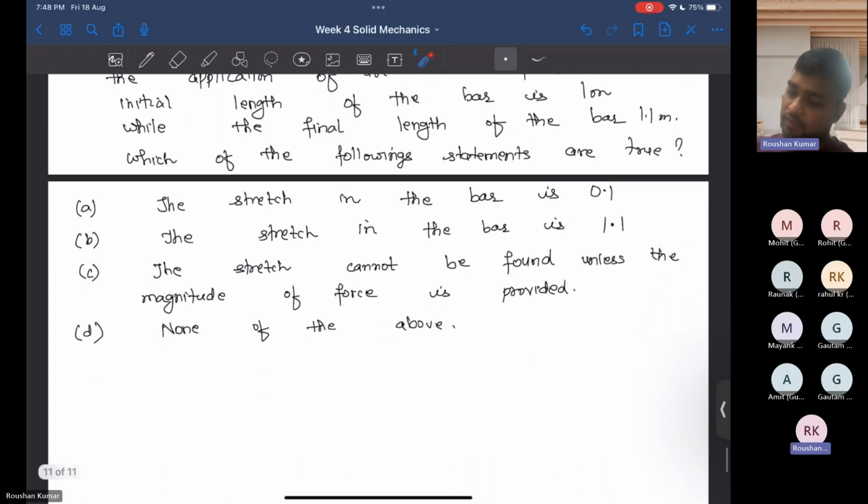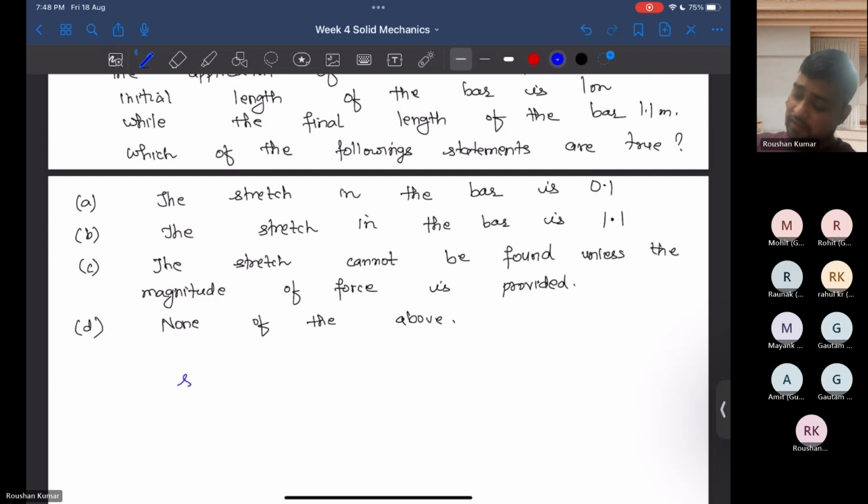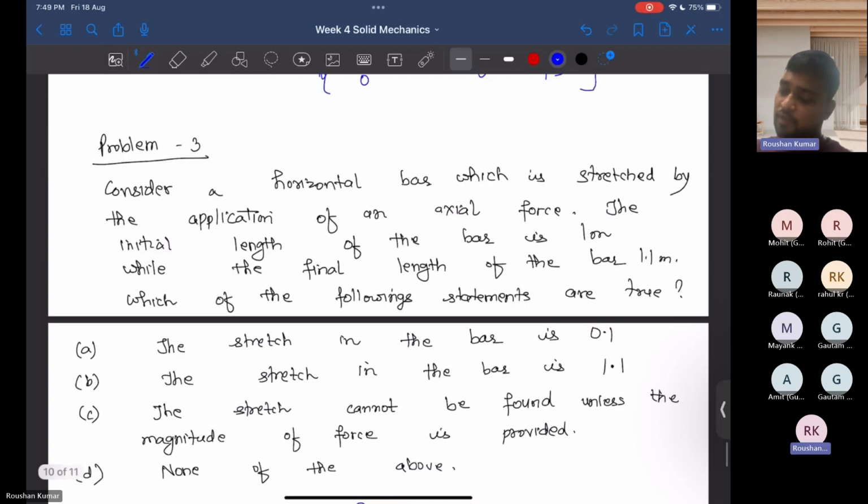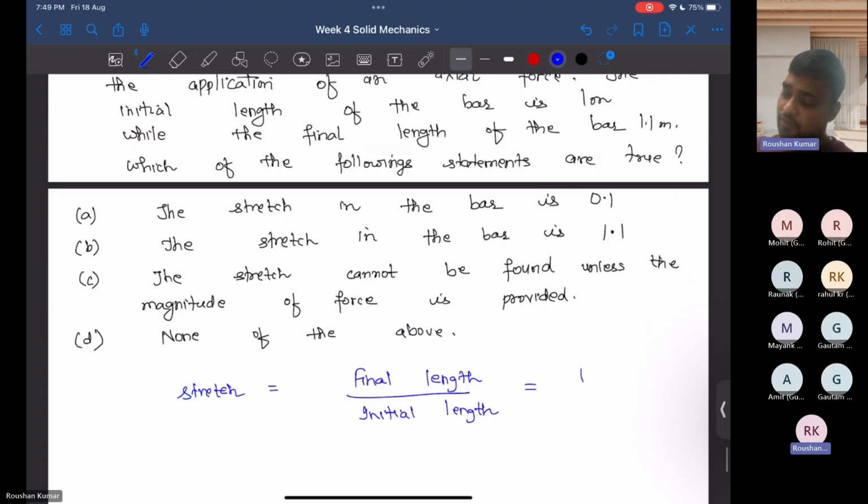As we know, stretch is given by final length upon initial length. So after deformation, what is the final length of the bar? It is given in the question that the final length of the bar becomes 1.1 meter. And the initial length of the bar is 1 meter. So the stretch is coming out to be 1.1. So the correct option is option B.